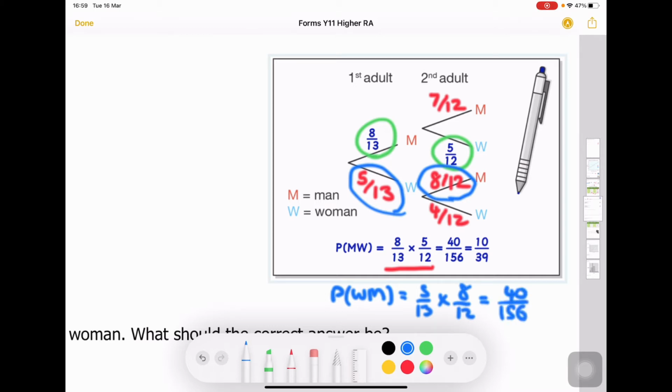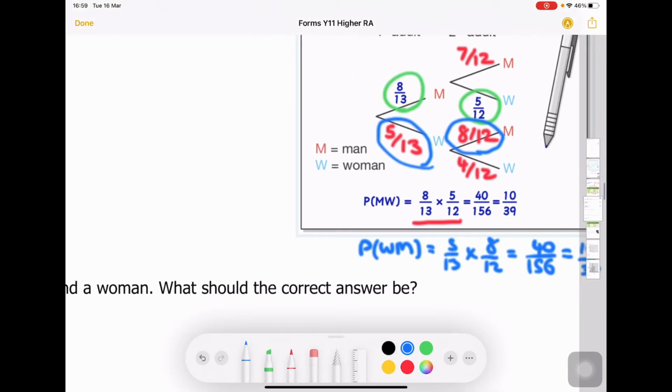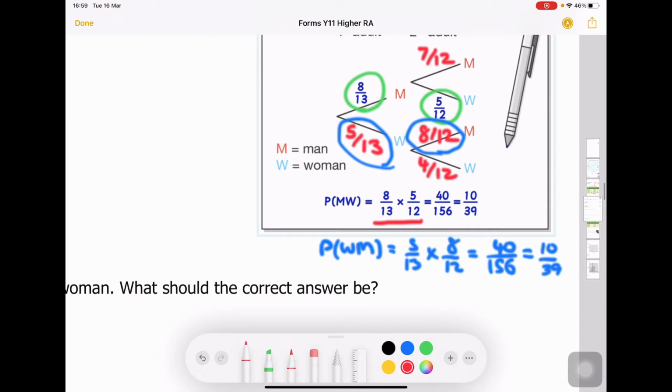40/156, 10/39, and so the total, we just have to add them together. So the total probability of selecting a man and a woman in no particular order is 20/39. 10/39 plus 10/39 equals 20/39.